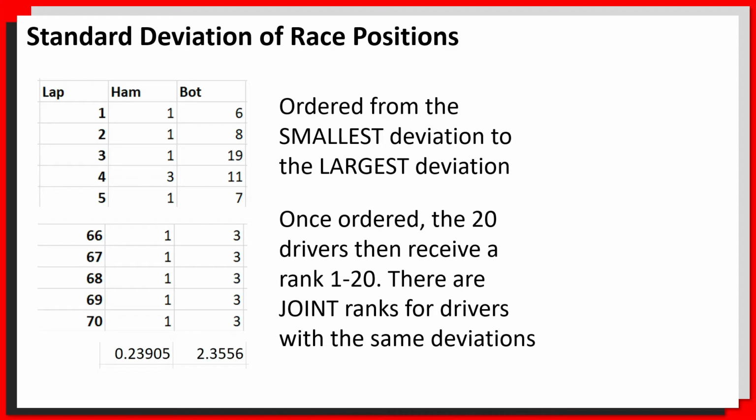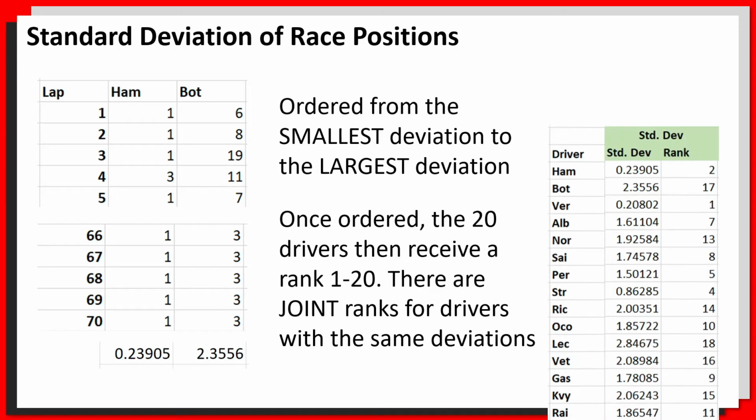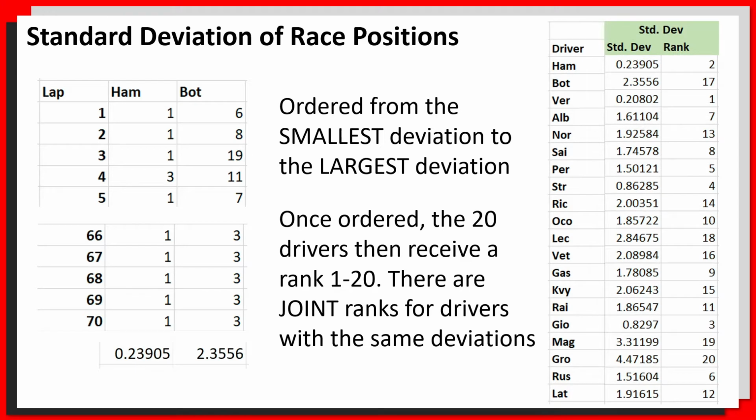And then again, once these have been ordered, the 20 drivers then receive a rank 1 through 20. There are again joint ranks for drivers who receive the same deviation. Now, as this is to many decimal places, this is highly, highly unlikely. And so pulling up that table of ranked orders, we have it a little bit like this.